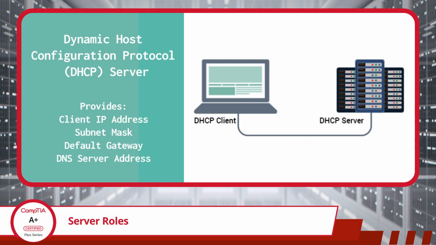Next, we have DHCP servers, which stands for Dynamic Host Configuration Protocol. DHCP servers automatically assign IP addresses to devices when they connect to a network. In addition to an IP address, a DHCP server typically provides other essential network settings, such as the subnet mask, default gateway, and DNS server information. This automatic configuration process allows devices to connect and communicate without requiring manual network setup.